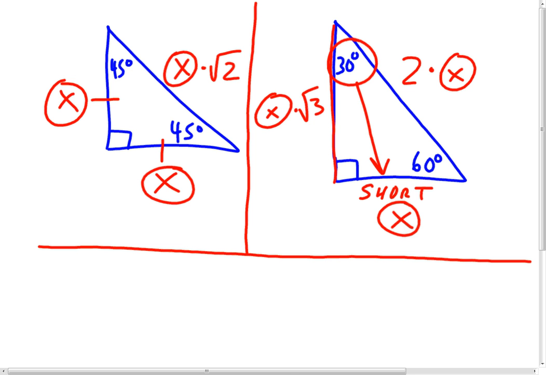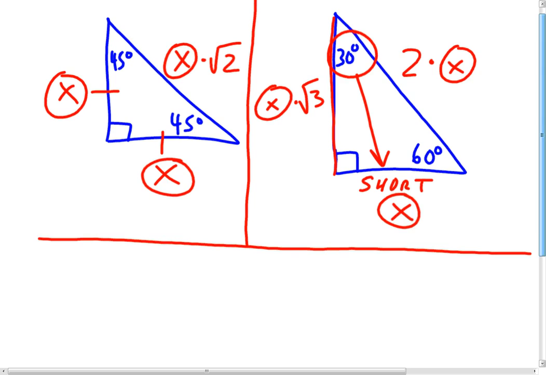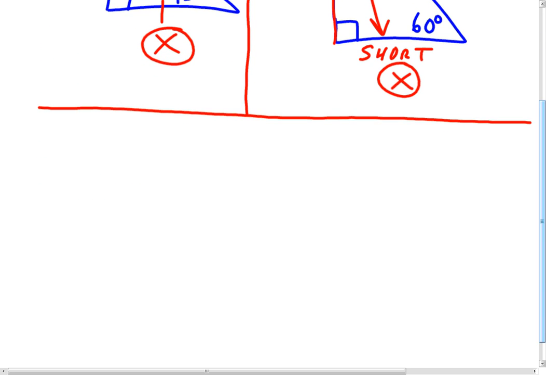Did you put that in the top part of your paper? In the second part, let's draw 3 pictures this time.